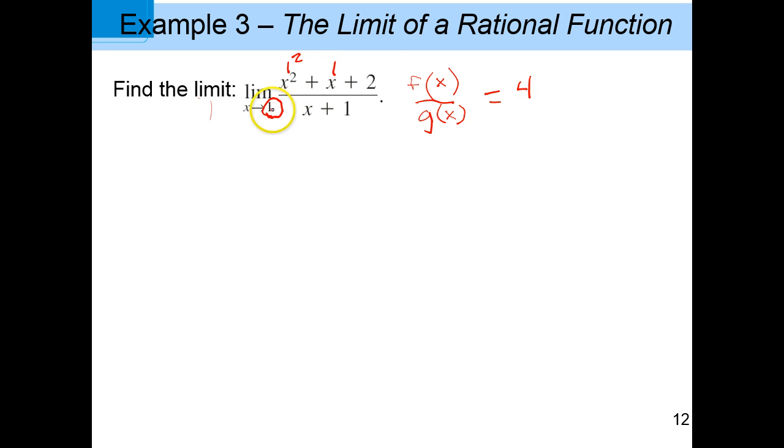And in the denominator, this is also one we can directly evaluate. When we put in a positive 1, we have 1 plus 1 equals 2. So the limit in the denominator is 2. 4 divided by 2 gives us 2. And that would be the limit for this function.